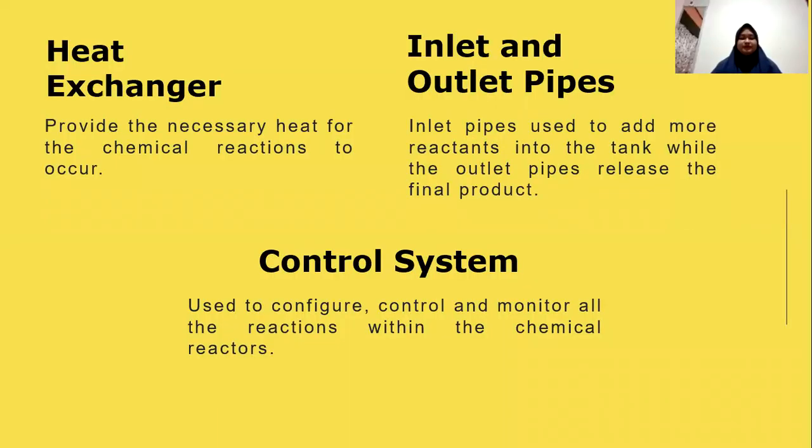The third one, we have heat exchanger. The heat exchanger provides the necessary heat for the chemical reaction to occur. And next, we have inlet and outlet pipes. Inlet pipes are used to add more reactants into the tank, while the outlet pipes release the final product. And last, we have control system. The control system is used to configure, control, and monitor all the reactions within the chemical reactor.